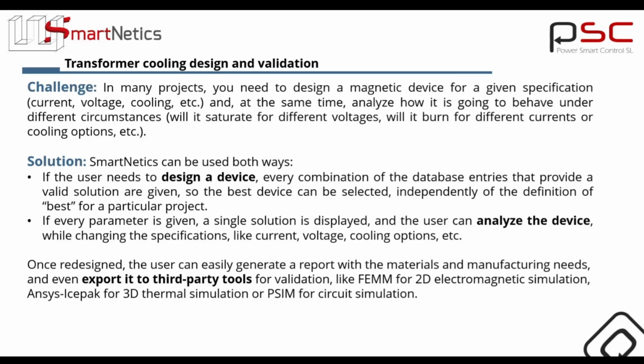For that, we can use magnetics in two different ways. In the first place, if you need to design a device, you can generate every combination of parameters that provide a device that can handle the specified current or voltage, that can handle the power, that can provide the inductance you need, etc. And then you can select the one that is best suited for you, because you need the one with the lowest losses or the cheapest or whatever you understand as the best design for your converter.